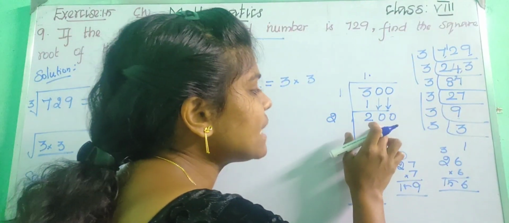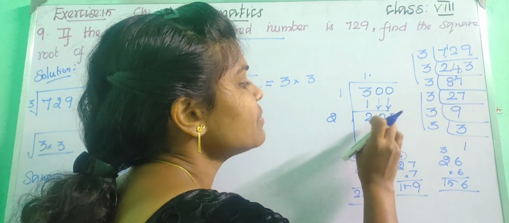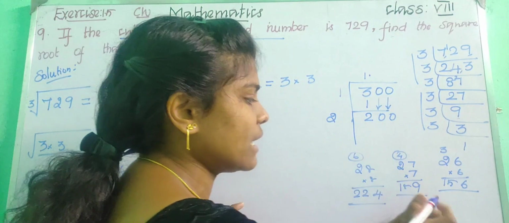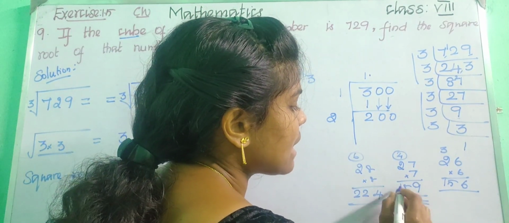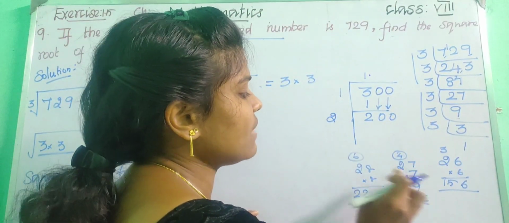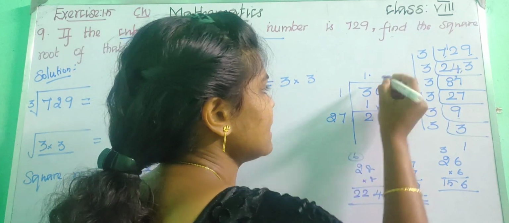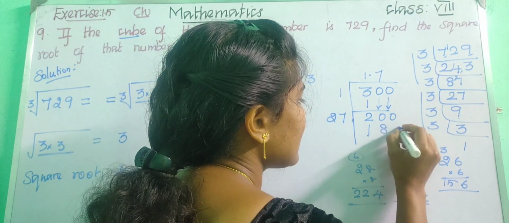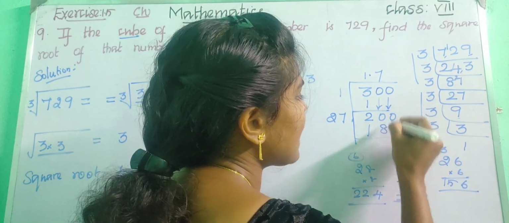So now what we need to check? We need to get the number which is equal to 200 or nearly less than 200. So what we take? We can take this 189. So 27 into 7, right? So put 27 and 7 in the quotient. Okay, children, now subtract it.